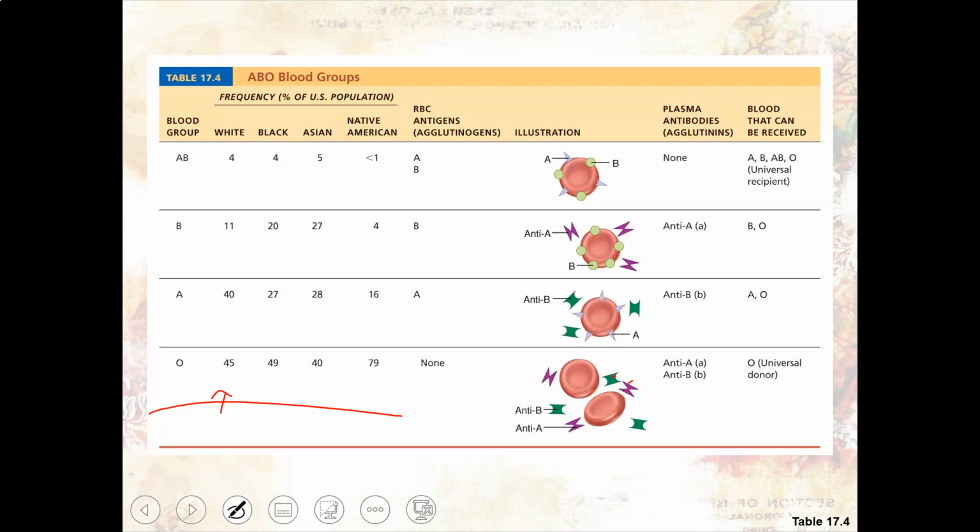Type A blood. So now you've got your little A gang tattoo there. Hate type B, anti-B antibodies. 40% of Caucasians, about 27% of African Americans, about the same for Asian Americans, and about 16% of Native Americans. Type B blood, a little less common than that. Same principle though. You have your B antigen on the cells and your anti-A antibodies.